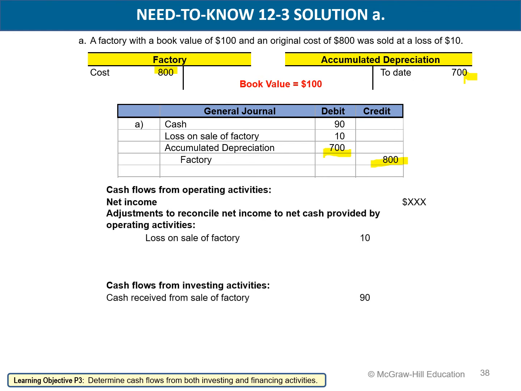So then our cash flow, our loss on sale of factory, it's a book loss. So that gets reconciled and added back to net income under the indirect method. And then you have cash of 90 received from sale of factory that belongs in the investing section of your cash flow statement. Okay.